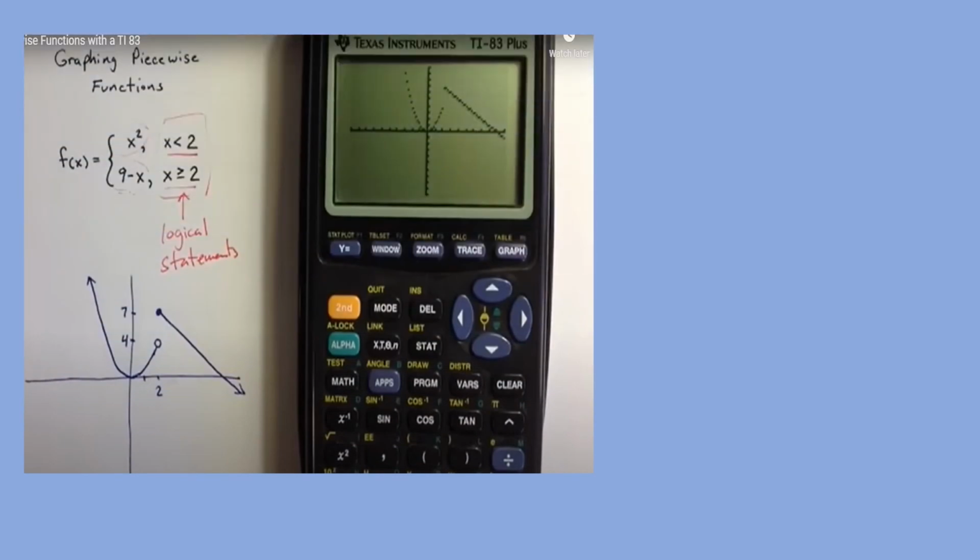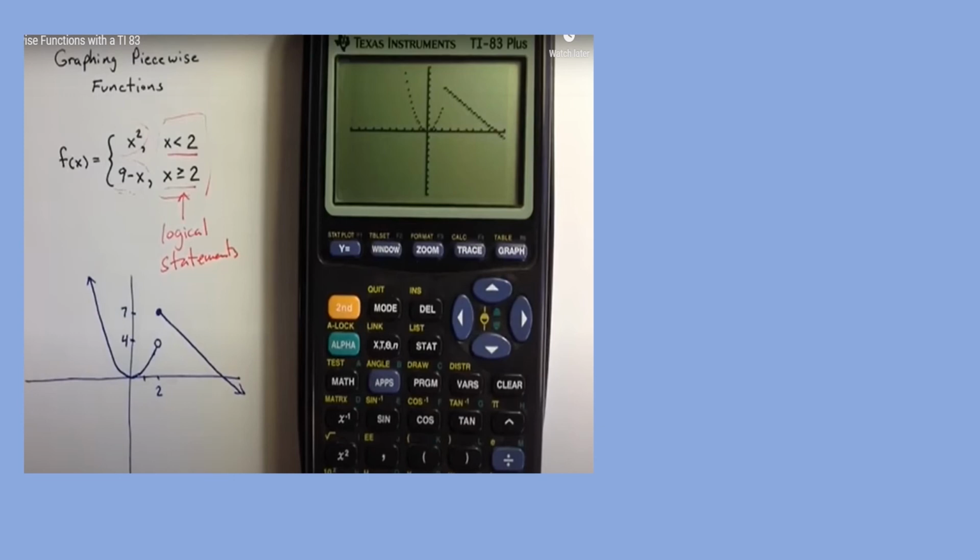We can also graph piecewise functions using a graphing calculator. For example, let us take this function: x squared when x is less than 2, 9 minus x when x is greater than or equal to 2. We know that y equal to x squared is a parabola, and for less than 2 only you have the parabola. So you will have an open circle at 2. And the line 9 minus x can be drawn after 2, and it goes up to infinity, so there is an arrow.